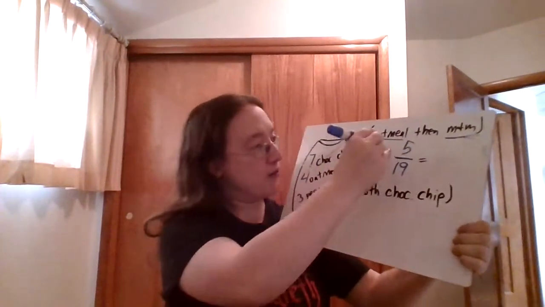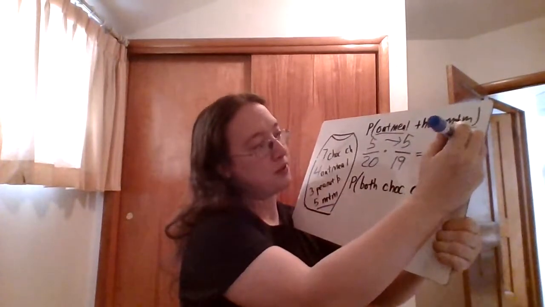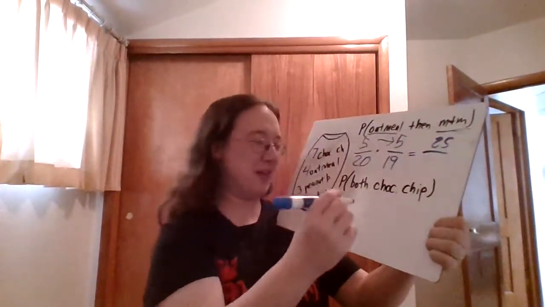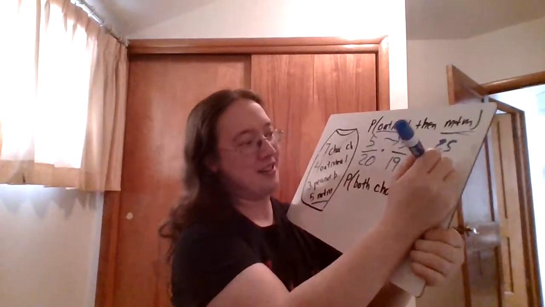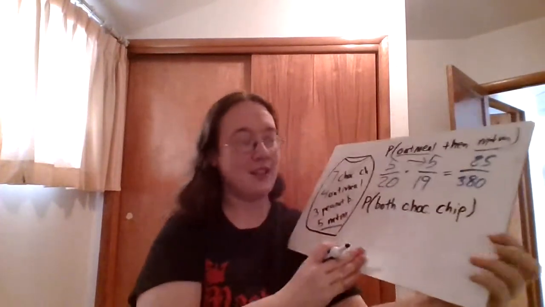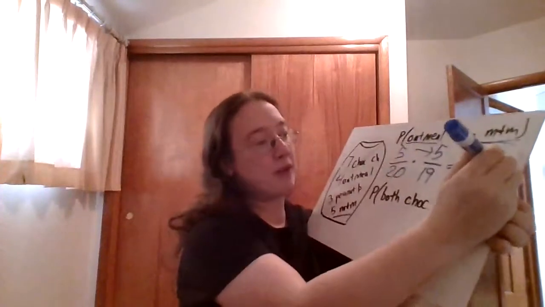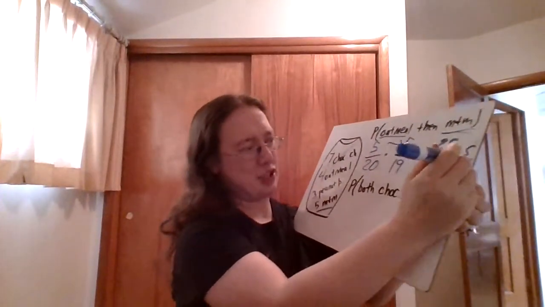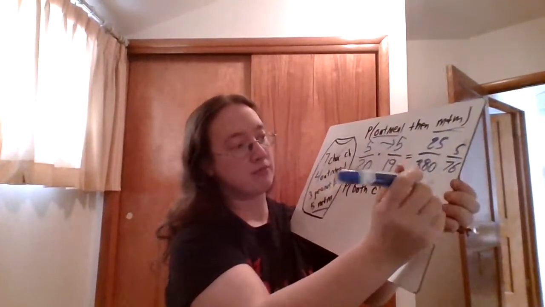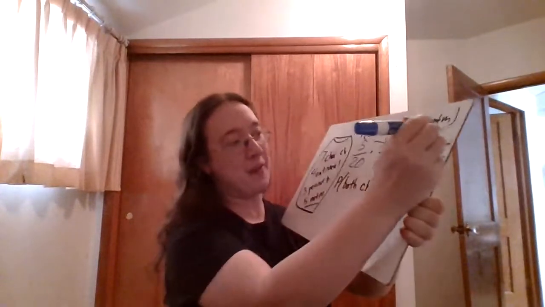Then multiplying across, 5 times 5 is 25. 20 times 19 is 380. And again, dividing by 5, we've got a 5 here, and we've got a 76 here. Let me check that 76. Yeah, I was right. So this is 76. Again, that's not the main idea.